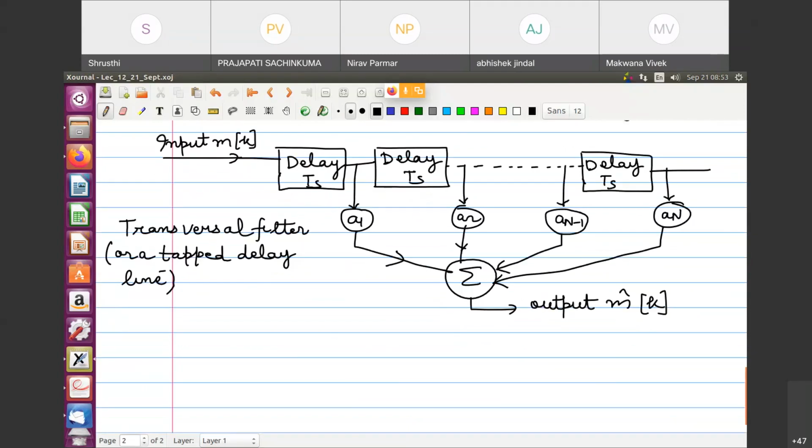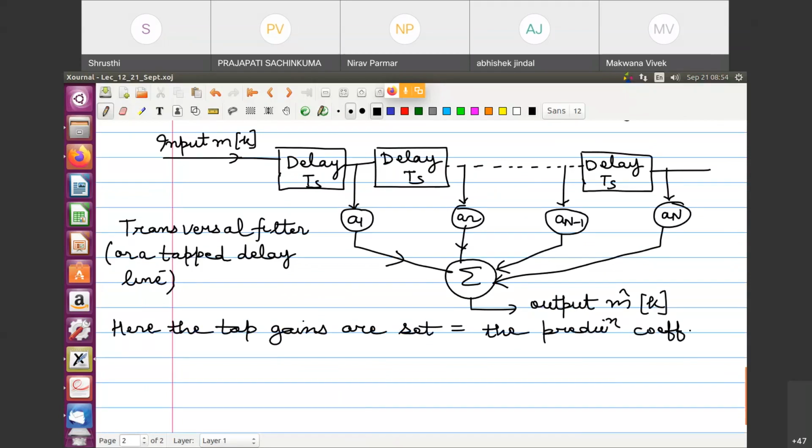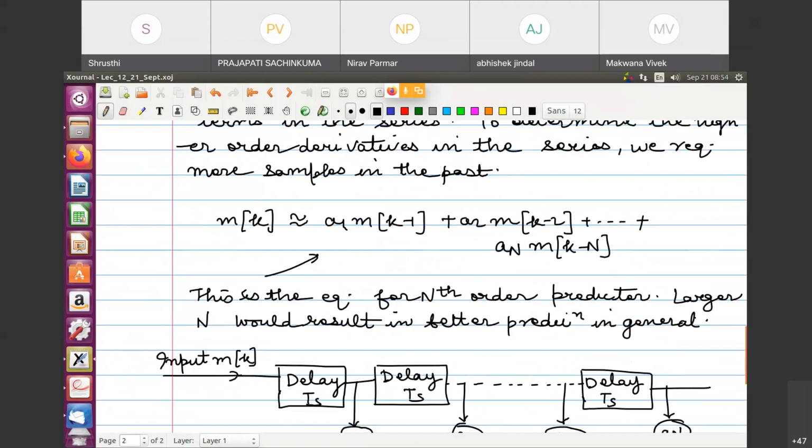So here the tap gains. This is called the tap gains. This is one tap because you want to take a signal from between the two. There is a delay, then a tap, a delay, then a tap, a delay, then a tap. So this is a tap delay. Here the tap gains are set equal to the prediction coefficients.